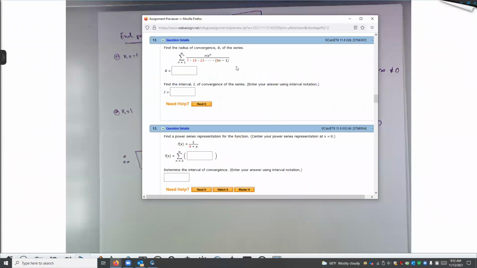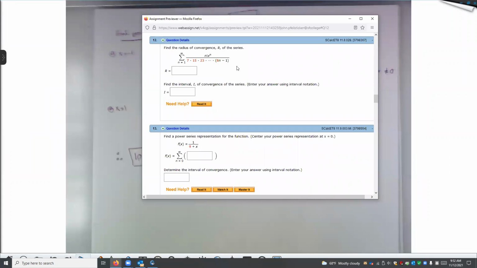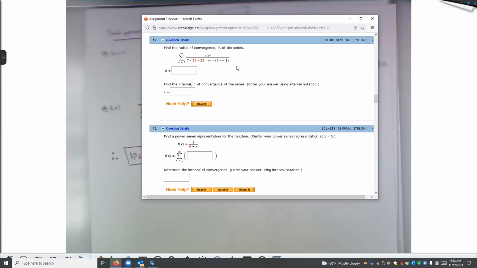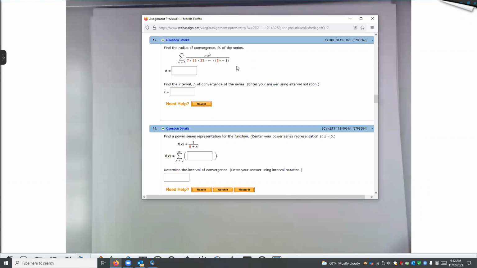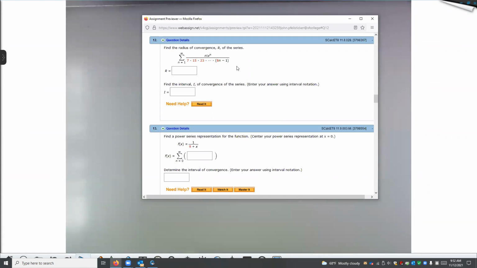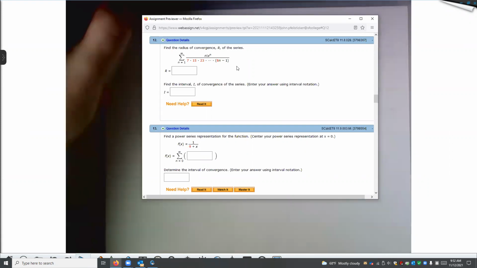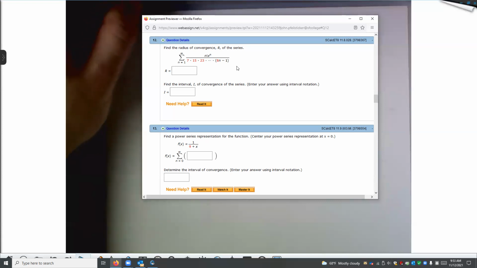Yeah, that's a doozy, isn't it? So here we have some factorial-like products in our power series. And what you're going to see as we get into section 1110 is that power series often have these factorial-like products. So let me write this down. Same thing. We want IOC and ROC. So this is homework 11, number 12.